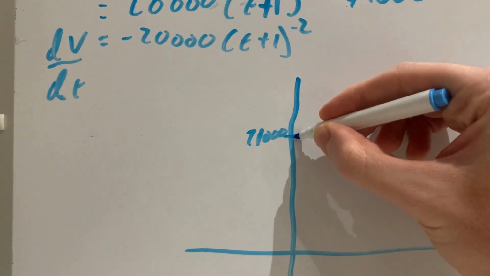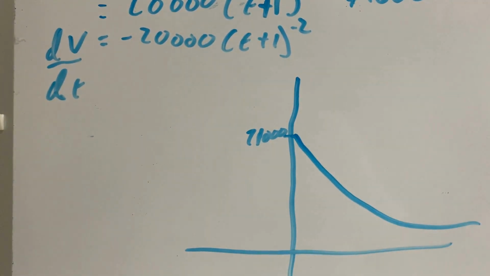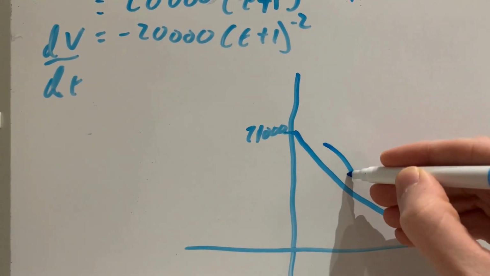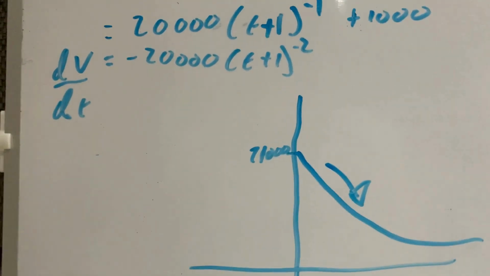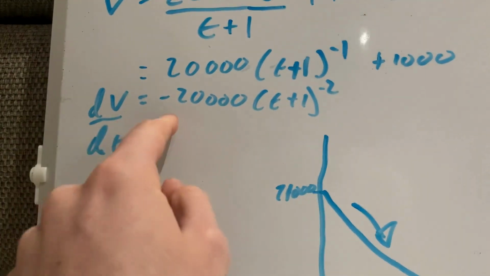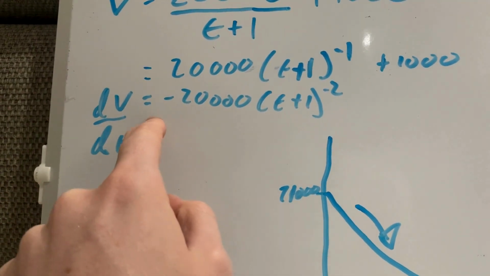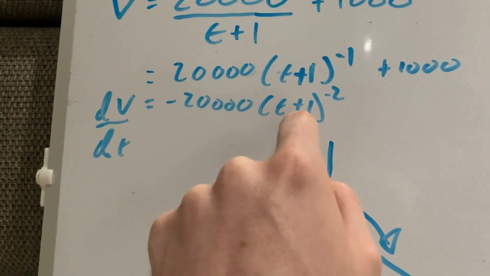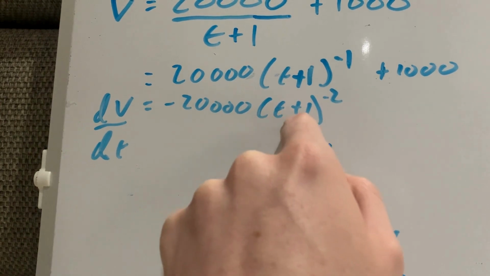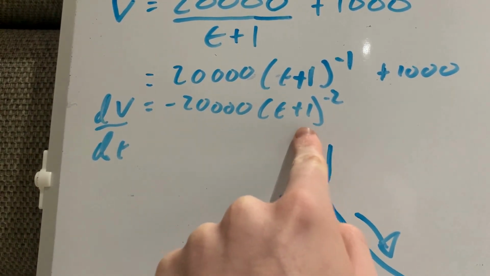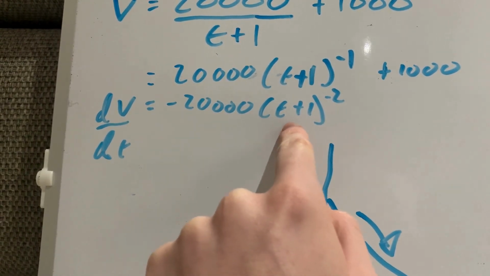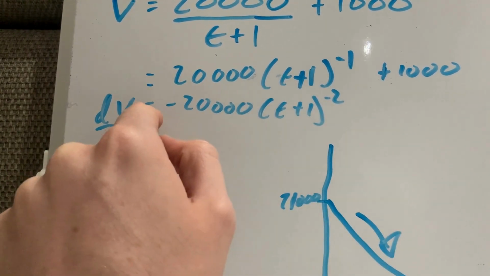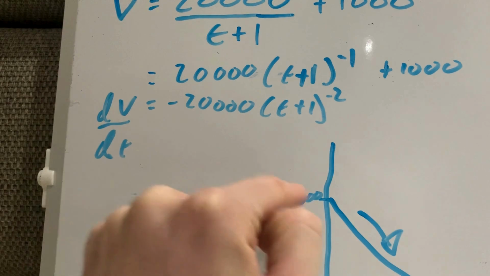It's going to kind of do this. That's the shape it's going to do. And we can see here that the gradient is negative because it's going down. So that's encouraging, because for our dV by dt, we have a negative at the front. And (t + 1)^-2 is always going to be positive because this just means 1 over (t + 1) squared. So since t is always greater than 0, this is always going to be positive. So our value of dV by dt is going to be negative.